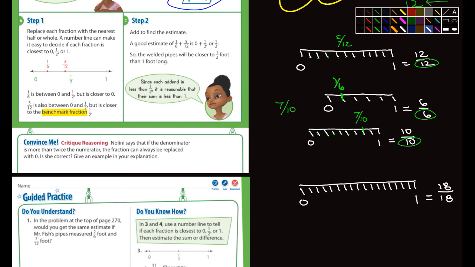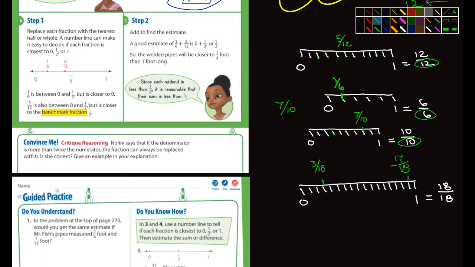Okay. And if I said, show me 17/18, where would you go? You'd count over 17. It'd be right there, 17/18. See, it's almost 18 over 18. It's almost the whole, but not quite. Didn't quite get that far. What if I said, show me 3/18? 1, 2, 3, right about there, 3/18.